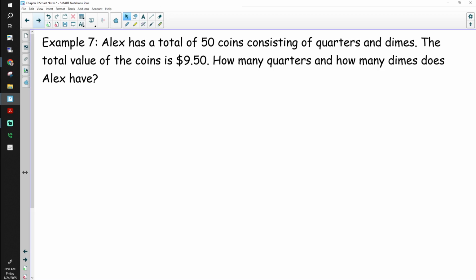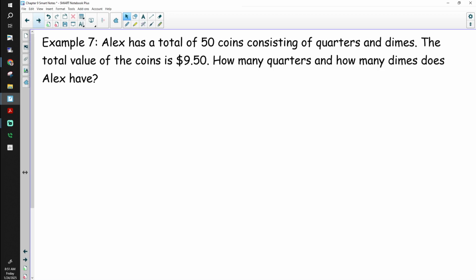Alex has a total of 50 coins. We don't even have to read the whole sentence. Alex has a total of 50 coins. Already, do you know which equation you're going to use? Alex has a total of 50 coins. Already, what are we using? AX plus BY equals C. I didn't even have to read the rest, did I?